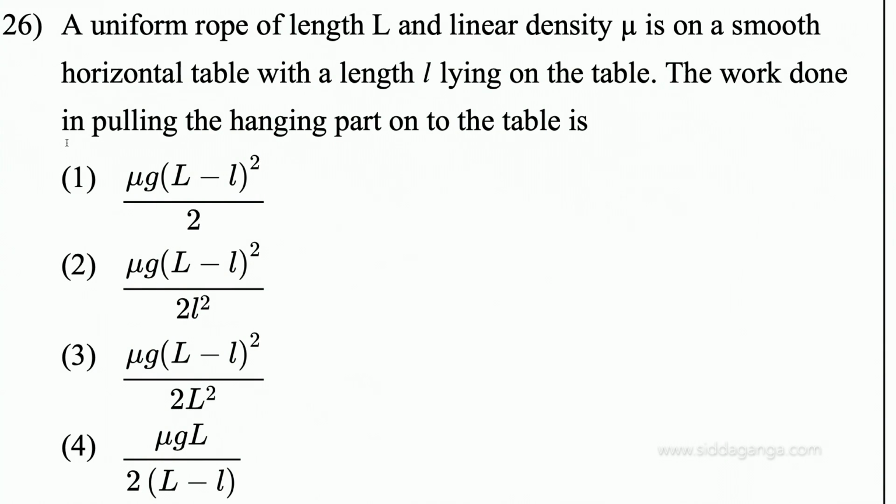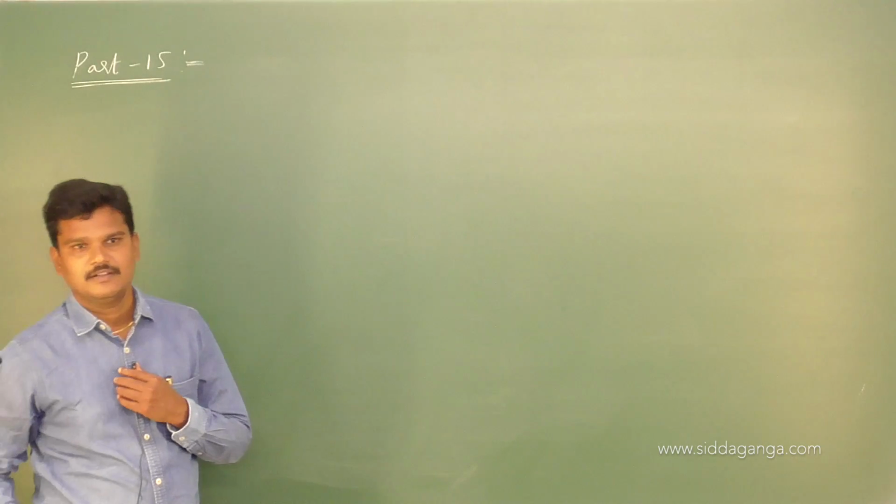Yeah, I hope you remember the next one also, but I covered it in a different way. They asked in some other way. I told you already, only the applications. See, this is also an application which I already covered. A uniform rope of length L, linear density mu, is on a smooth horizontal table with a length l lying on the table. The work done in pulling the hanging part onto the table.